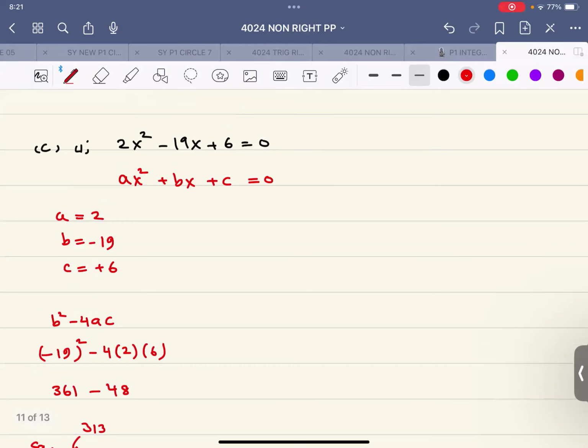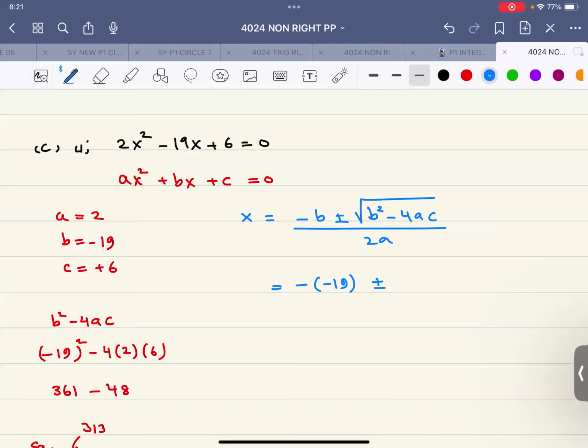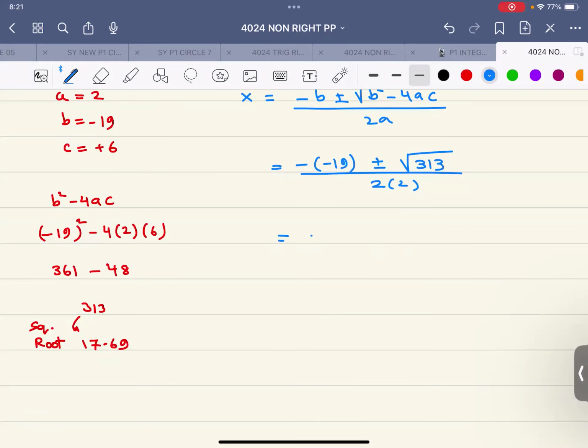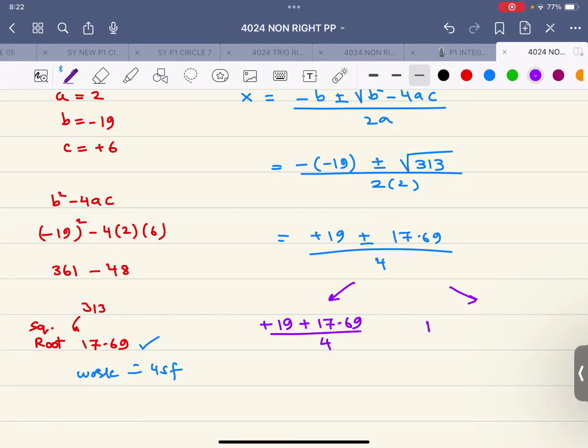So now let me write it over here. Therefore, x is equal to minus b plus minus the square root of b squared minus 4ac, over 2a. So this is minus negative 19, plus minus square root of 313, divided by 2 times 2. This is positive 19 plus minus, let's write this value, 17.69. Remember the rule, work in 4 significant figures. Divided by 2 into 2, which is 4. Now there are two options, either this or this. 19 plus 17.69 divided by 4, 19 minus 17.69 divided by 4.